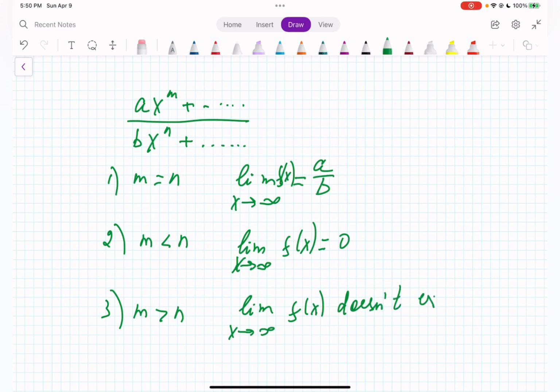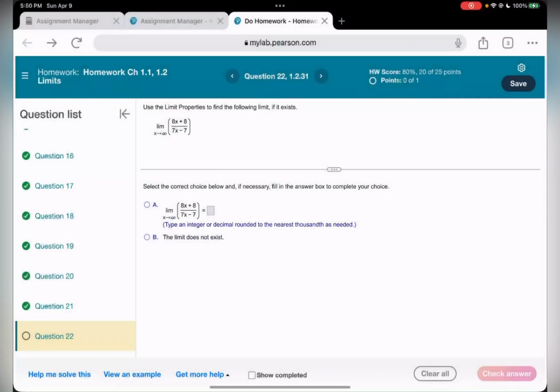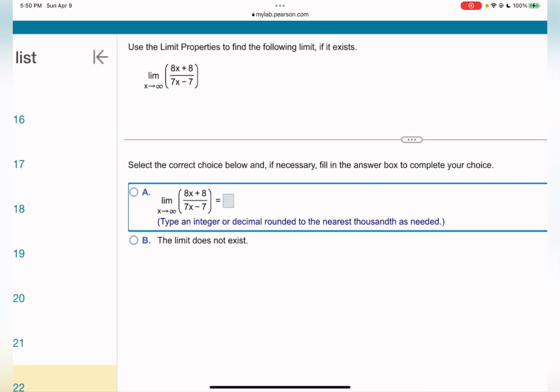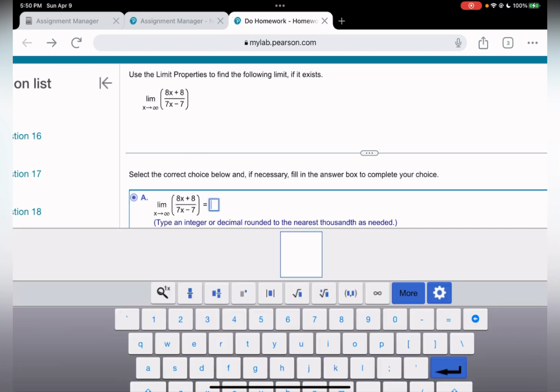Doesn't exist. So in our case, it was degree 1, right? Both cases. See, we have 8x, which has degree 1, and 7x also has degree 1. When degrees are equal, then the limit equals a over b. My a is 8, b is 7. I'm taking the coefficient of x. So therefore, it's going to be 8.